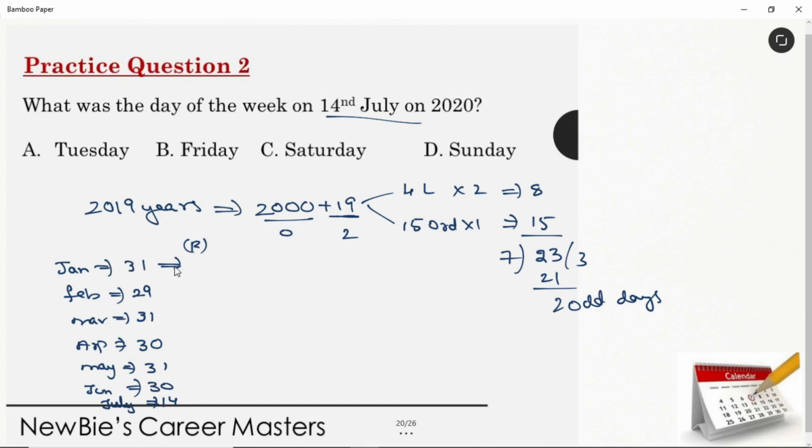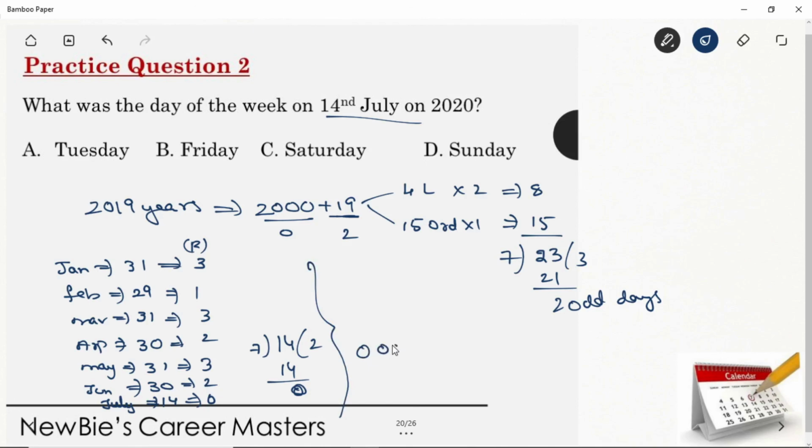See, 31 divided by 7, 3 remainder. 29 divided by 7, 1 remainder. 31 divided by 7, 3 remainder. 30 divided by 7, 2 remainder. 31 divided by 7, 3 remainder. 30 divided by 7, 2 remainder. 14 divided by 7, 0 remainder. This is how you can simplify this. Okay, now just add these remainders. Okay, super. 14 is the remainder. 14 can't be odd days. So what do you have to do? Divide this by 7. 7 twos are 14. 0 remainder. So from 2020, 0 odd days.